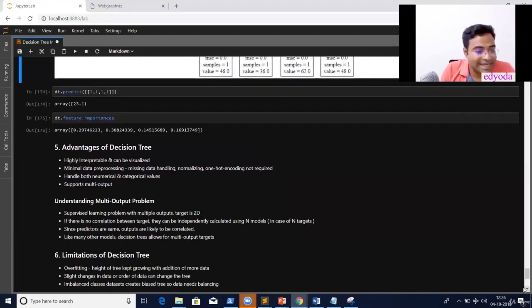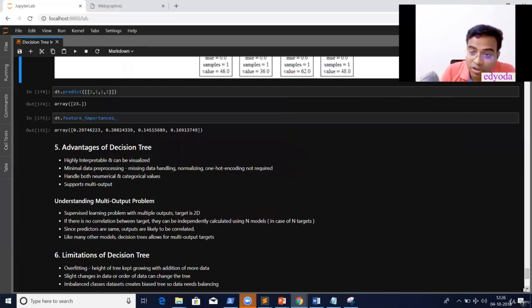Let's now understand the advantages and limitations of decision tree. It's highly interpretable since it can be very easily visualized. A tree like that gives a clear picture of what is important and how the entire thing flows. It can deal with missing data, no problem. You don't have to do any pre-processing for that. No need to normalize the data. No need for one-hot encoding in case of nominal values, right? Your label encoding will work. And it handles numerical and categorical values.